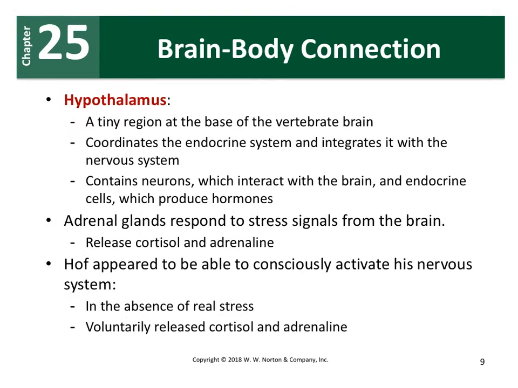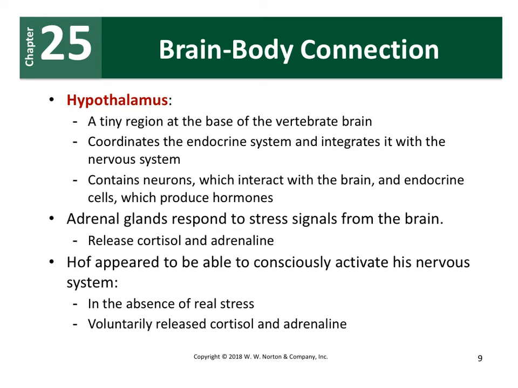Okay, so in the brain, there's this region that kind of coordinates everything. It's at the base of the vertebrate brain. It coordinates the endocrine system and integrates it with the nervous system. It contains neurons which interact with the brain, and endocrine cells which produce hormones. Some of the hormones, growth factors and things like that.